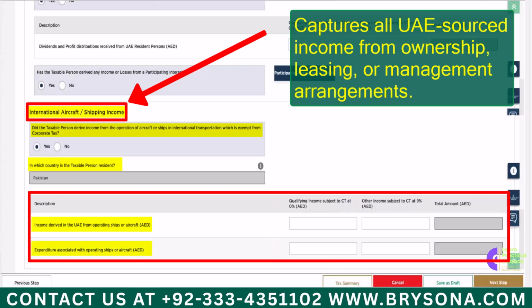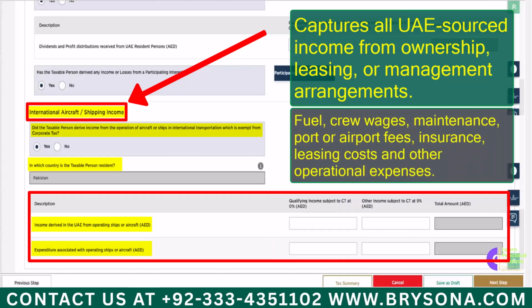The next line item is expenditure associated with operating ships or aircraft. These are the total accounting expenditure incurred for operating ships or aircraft. These include fuel, crew wages, maintenance, port or airport fees, insurance, leasing costs, and other operational expenses. It reflects actual expenses in financial statements before corporate tax adjustments.